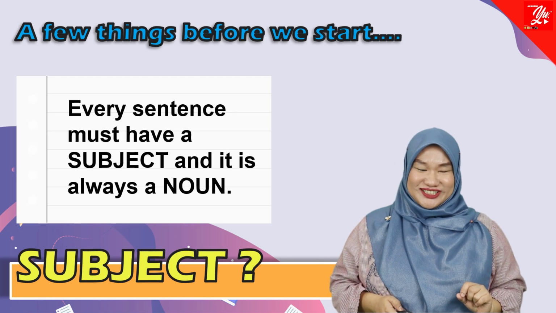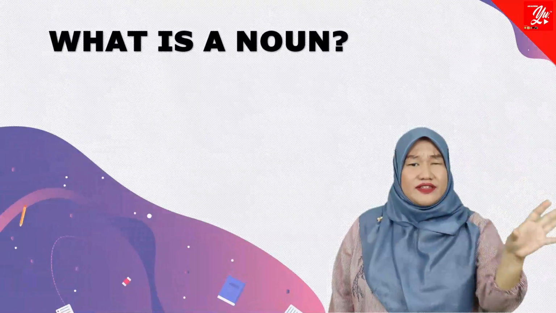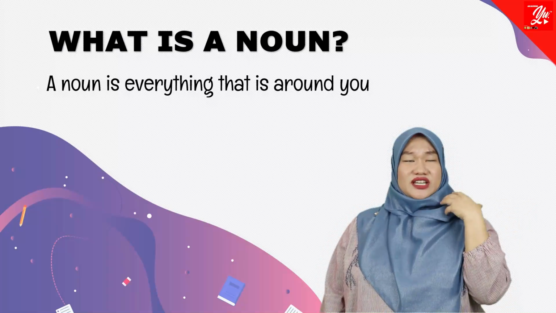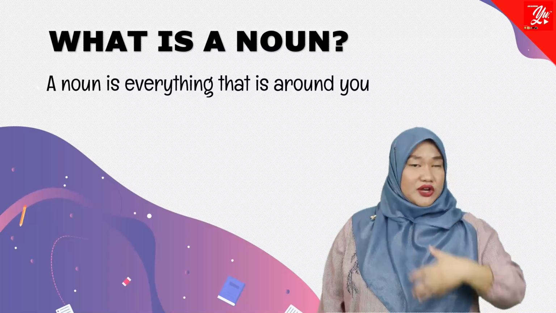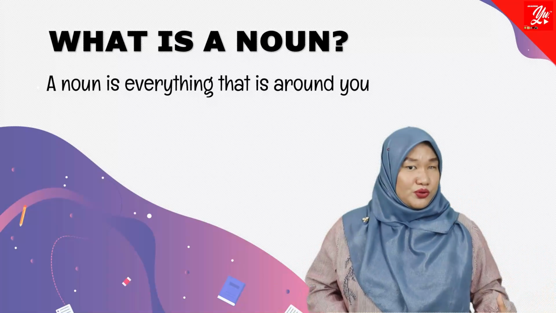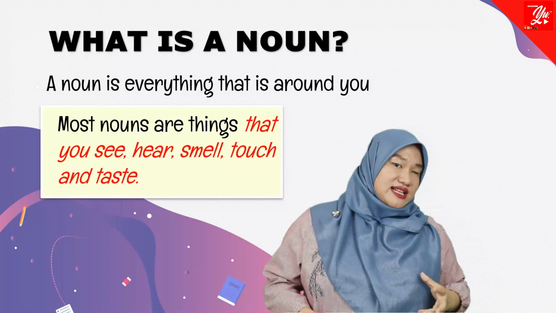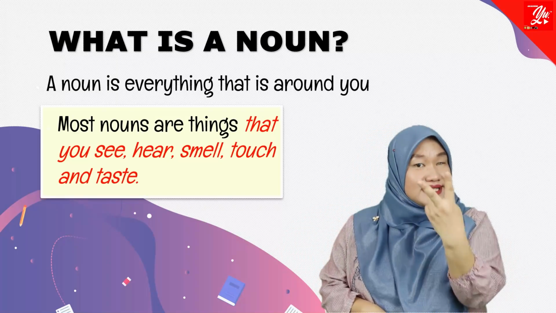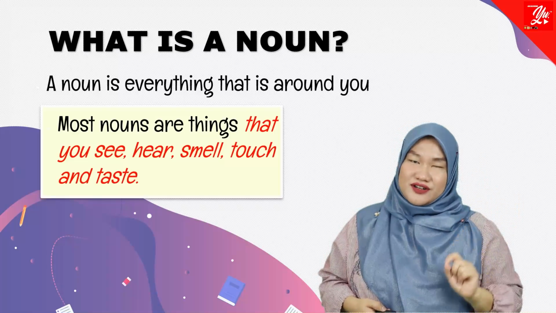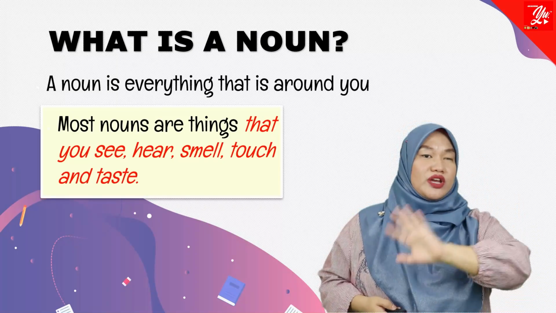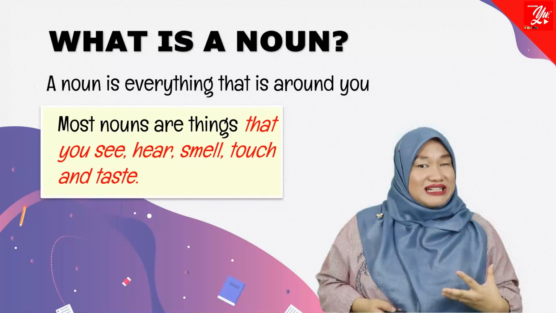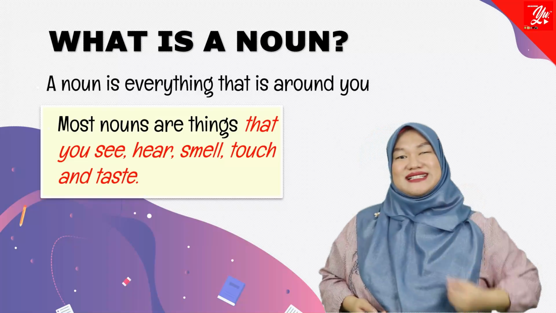Do you know what a noun is? A noun is everything that is around you. Look to your left, look to your right, in front of you. What are you looking at right now? Are you holding your smartphone? Are you in front of your laptop or computer? Those are nouns. Nouns are things that you can touch, see, hear, smell, and taste. But of course in English there is always an exception, but we are not going to look at that in this video. So just know that most nouns are things that you can experience with your 5 senses.